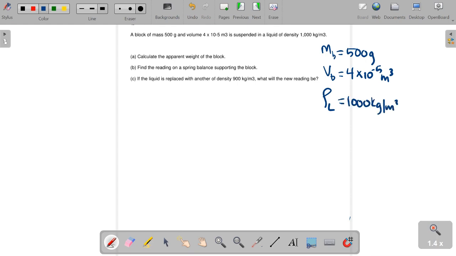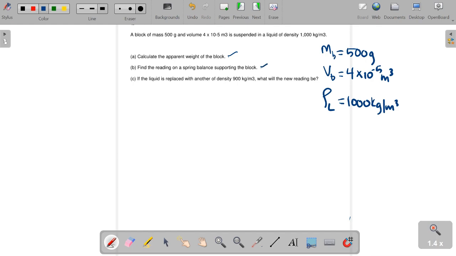Now when you look at the questions, number one, they want us to calculate the apparent weight of the block. That is the weight of the block in a liquid. Normally that's what it would mean. Then finding the reading on the spring balance supporting the block. So when the block is immersed, find the reading on the spring balance.